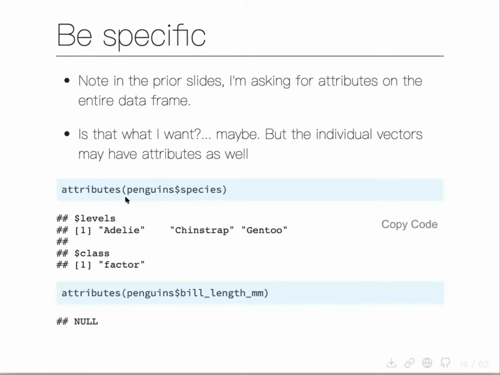All right. So specifically, if I look at the species column in penguins, you'll see that it has two attributes, levels and class. That's because this is a factor. And so you can see the levels here and the class here. Okay. If I call attributes on a different column, like bill length, I get null, because that column is just a numeric vector that has no attributes. So this is just to say, make sure when you're calling attributes that you call the specific thing that you're interested in.